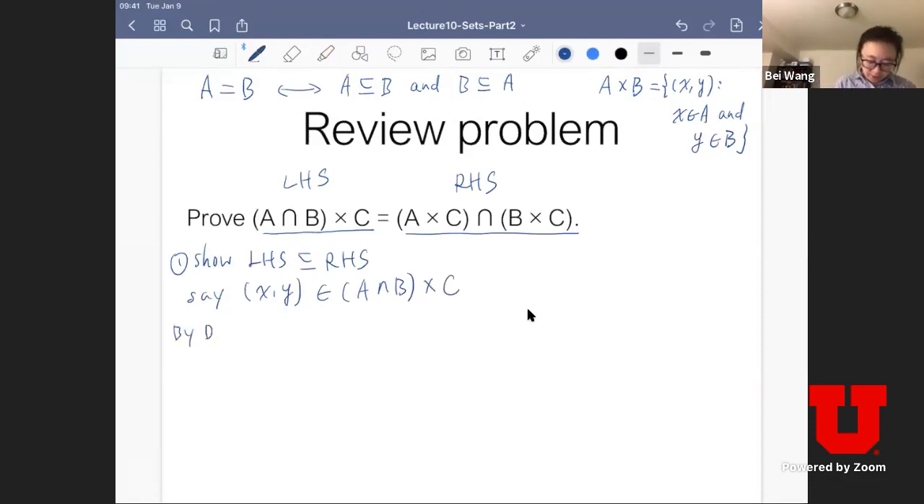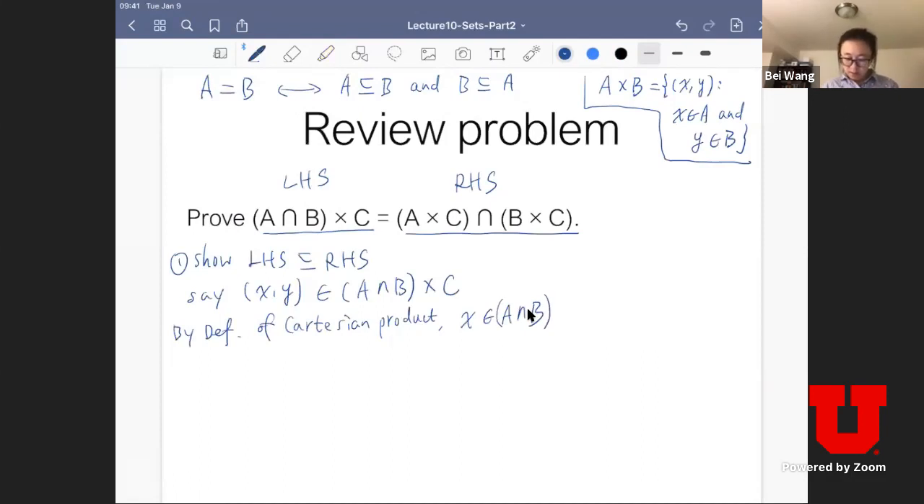So by definition of Cartesian product of sets, which is right here, this is a definition, we will have X is in the first part, which is A intersect B, and then Y belongs to the second part of the Cartesian product, which is C, okay? So now, because X belongs to A intersect B, then by definition of set intersection, X belongs to A and X belongs to B, okay?